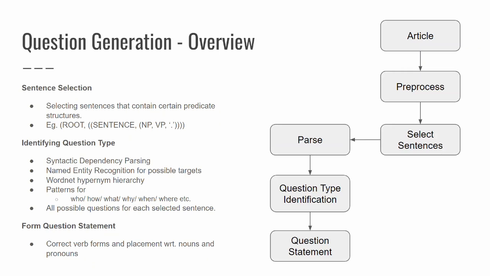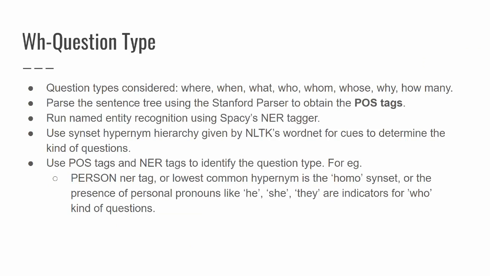We take the article, we pre-process it using tokenization and split into sentences. And then we want to select the best sentence for forming questions. So we use some sort of predicate structures to help us identify which sentences might be good for that. Then we parse the sentences and we use other tools like named entity recognition to help us identify the question type. And then we form the question statement from that.